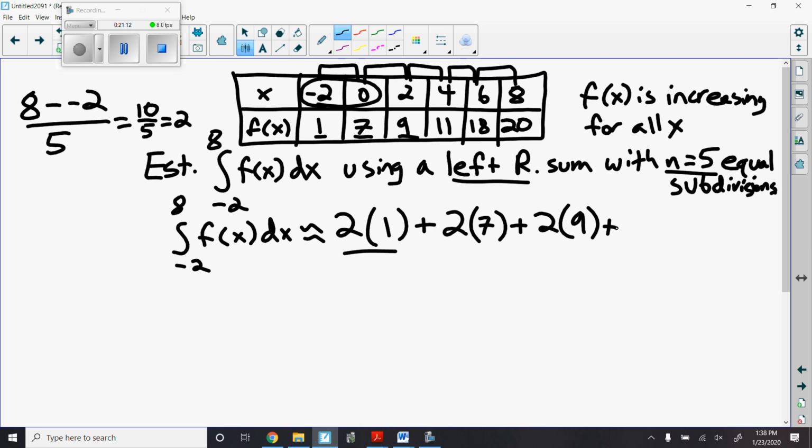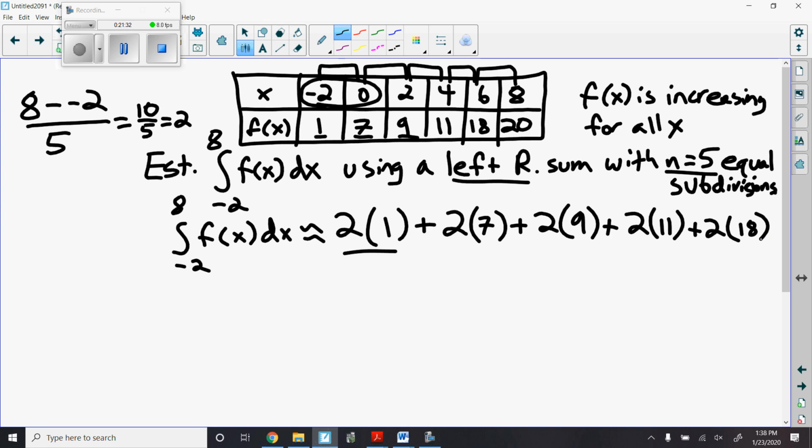Plus, my next width is from 4 to 6. So that's a width of 2, and I'm going to use the left number of 11. And my last rectangle is from 6 to 8. Again, it's a width of 2, and I'm going to use the left number of 18.